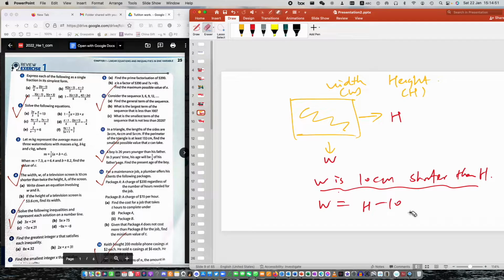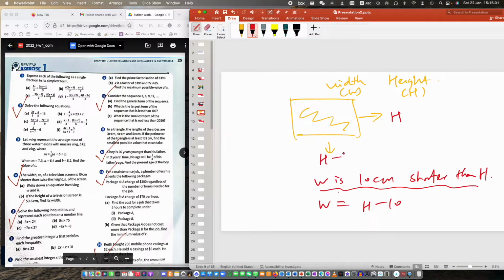Are you clear? So if you have written down this mathematics representation, so that means this w is no longer w, but is h minus 10, right? Because of this. Are you clear? So now, let's do a question. It says, write down an equation involving w and h. Done. This is the first.